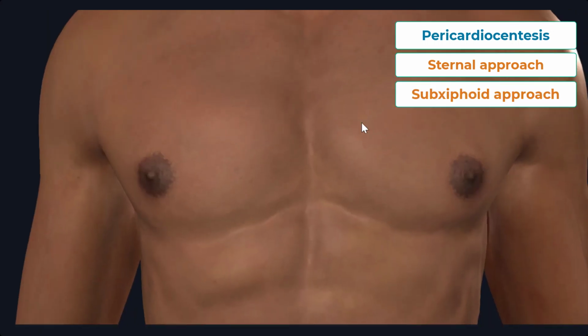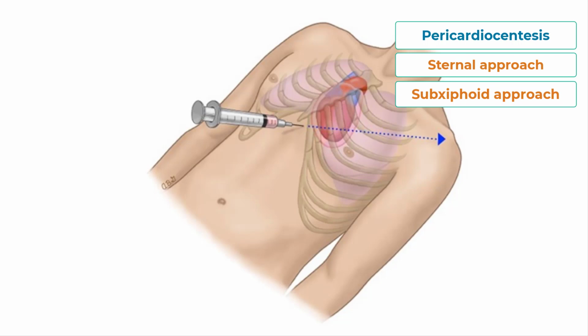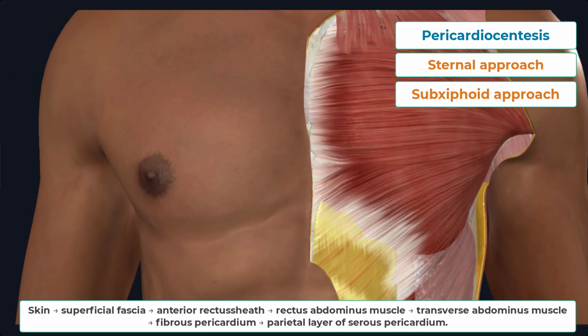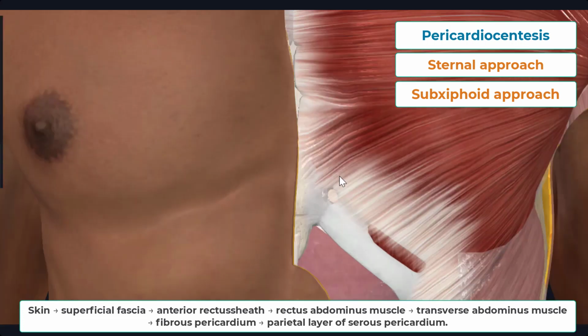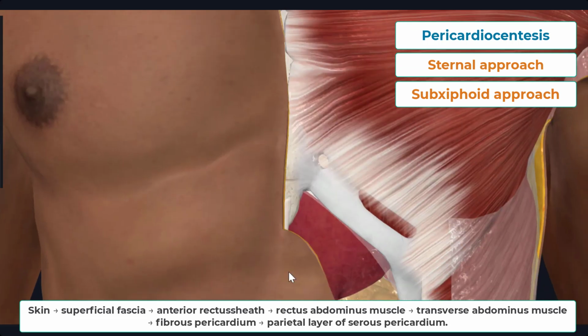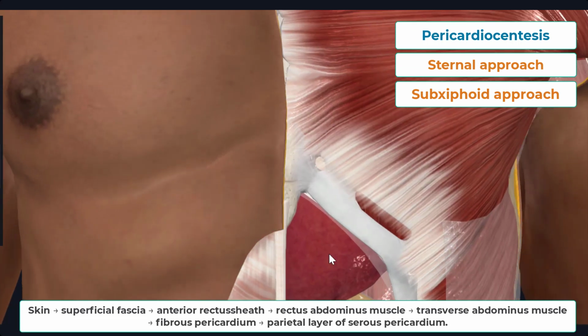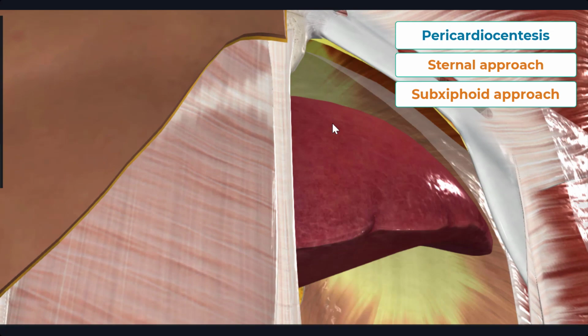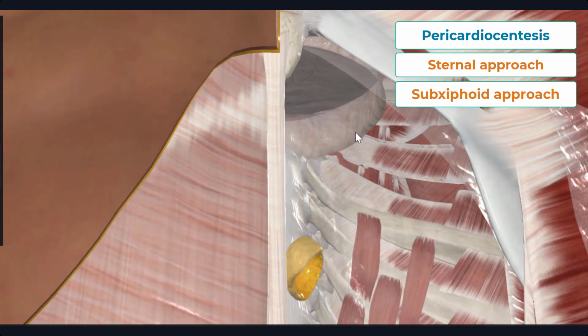Subxiphoid approach. The needle is inserted at the left infrasternal angle, angled in a superior and posterior position. The needle penetrates the following structures: skin, superficial fascia, anterior rectus sheath, rectus abdominis muscle, transverse abdominis muscle, fibrous pericardium, and parietal layer of serous pericardium. By the way, the diaphragm and the liver may be damaged during this approach.